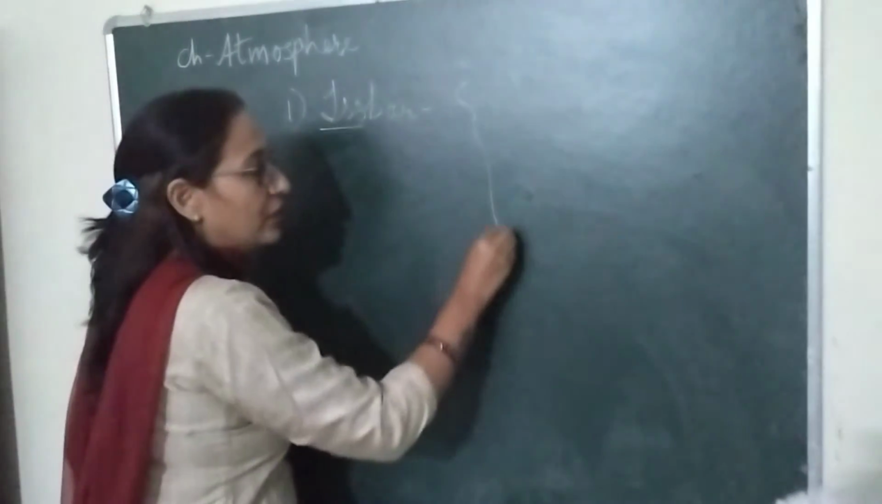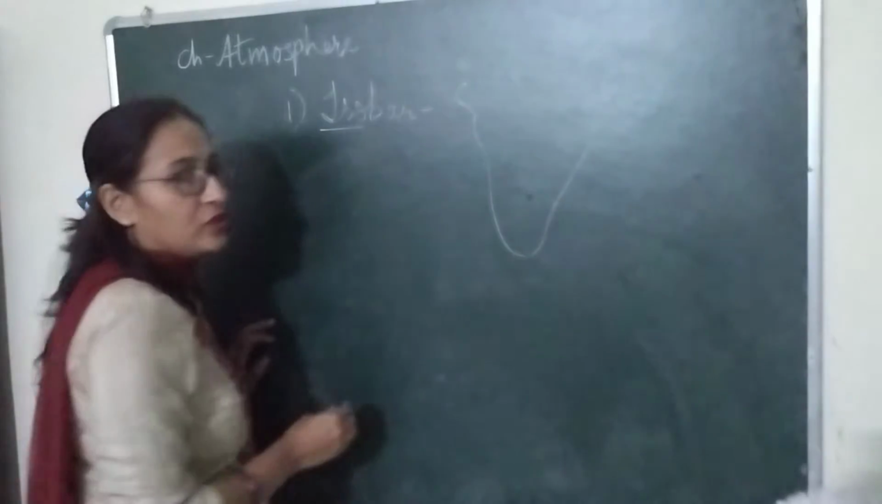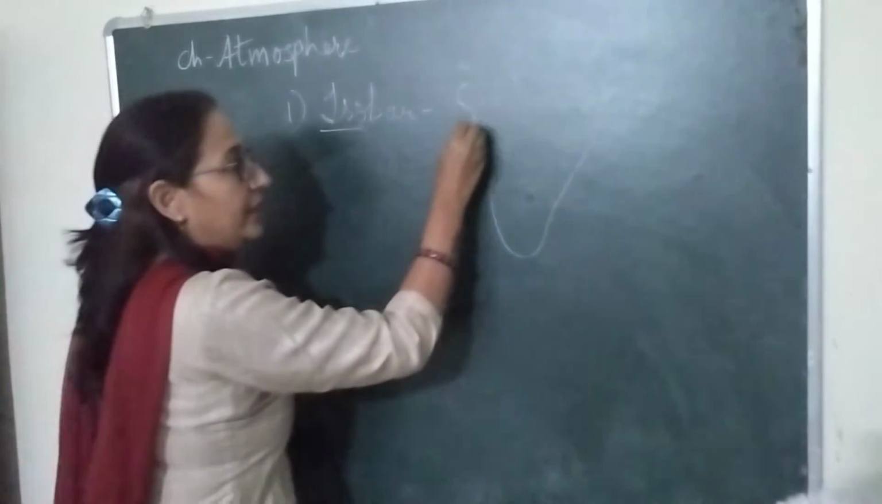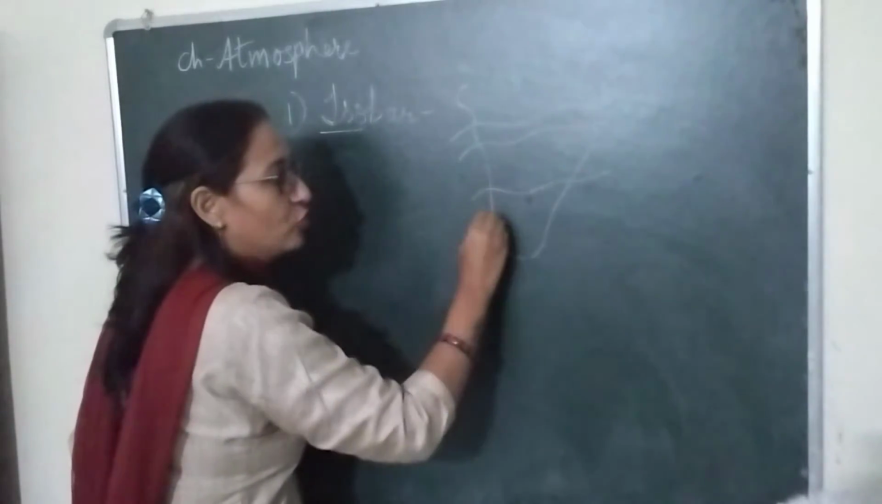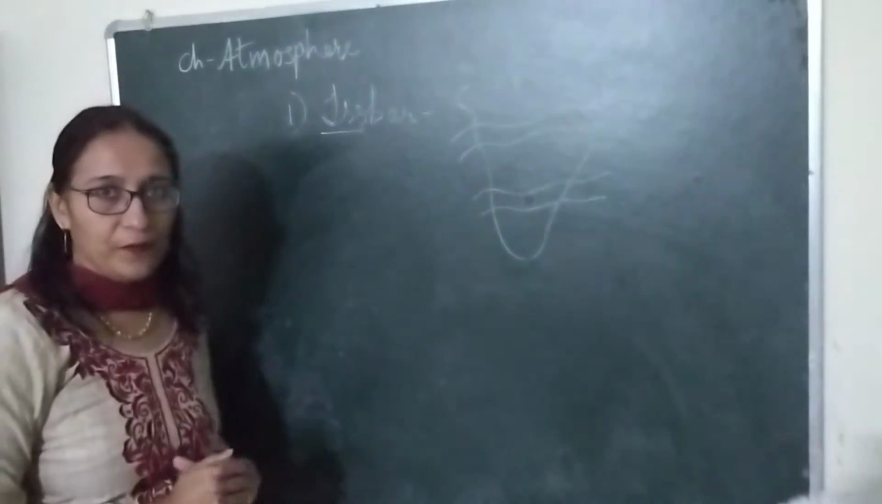If I'll draw a rough sketch, so this is southern India, and in this way we used to show the isobar. These are the imaginary line join the places of same pressure condition.